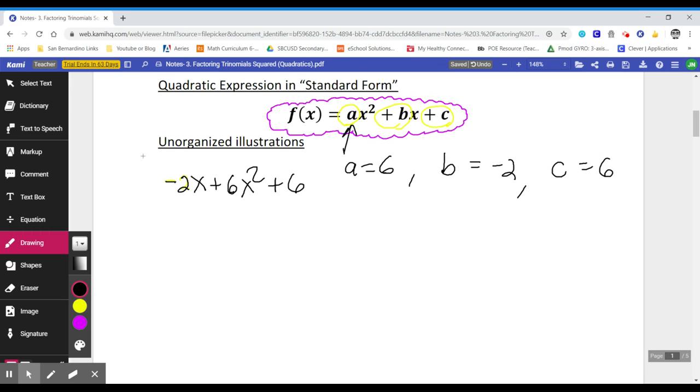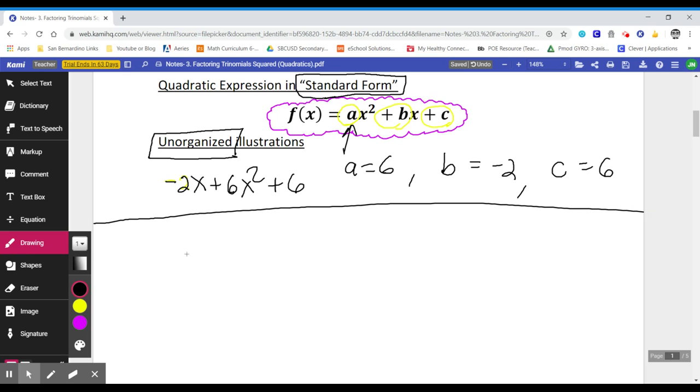Be careful because in this case, I give you the terms unorganized. You need to put them in standard form, right, for you to be able to identify a, b, and c. So if you need to move stuff around to be able to put it in standard form, you should do that. So I'll do one little quick last example, and then we'll move on into other things.